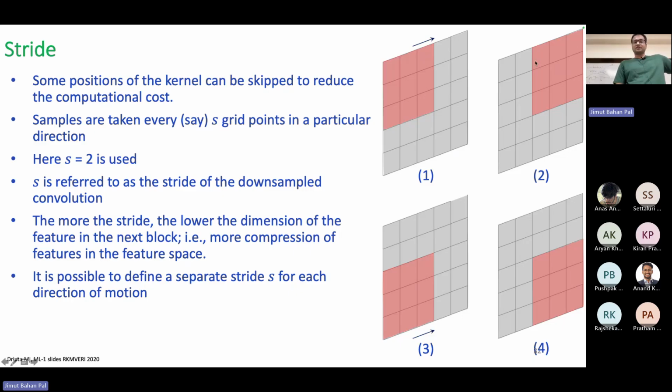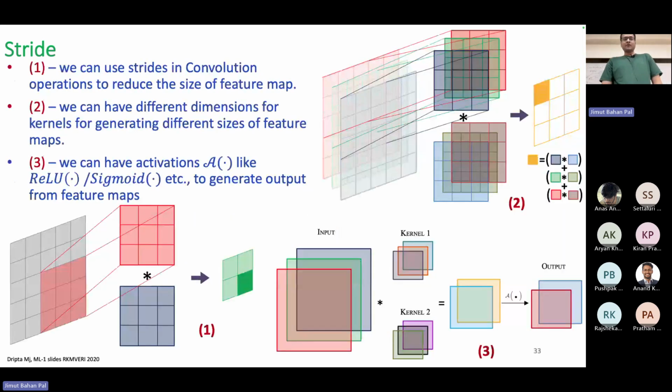Here S equal to 2 is used, and the higher the stride, the lower the dimension of the feature in the next block. In theory, it is possible to have different strides in different directions. But in PyTorch, mostly we use the same stride across both directions, across height and width of the feature. So here is an example where we are using stride in convolutional operation to reduce the size of the feature map using a stride of 2. And we can have different dimensions of kernels for generating different sizes of feature maps. We will be looking at this in the later slides in more detail.